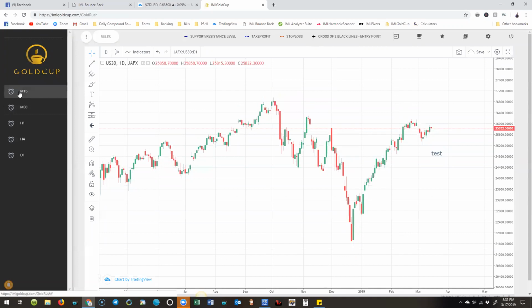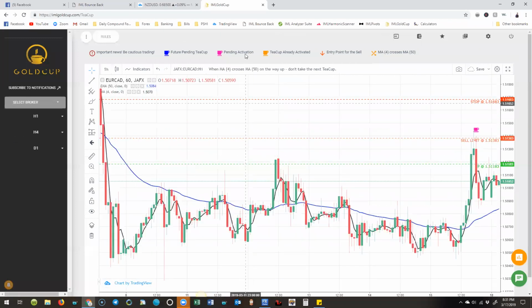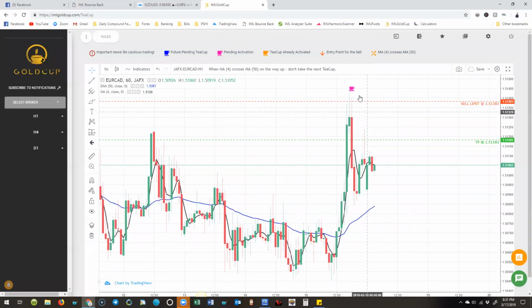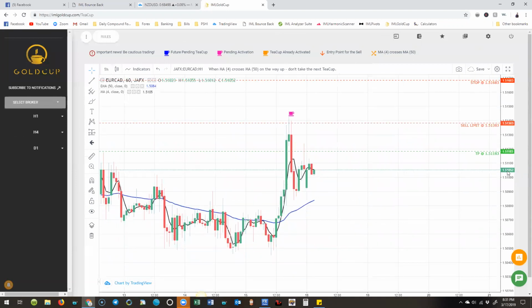So basically all it is, let me try the T-Cup real quick. With T-Cup, you're just waiting for that pending activation, right? Once you get that pink cup, now all you're doing is putting in price. Sell limit, put in the price in your MT4, put in your take profit, put in your stop loss, and you just let the trade go. That's basically all it is.